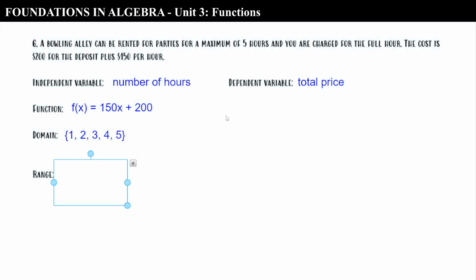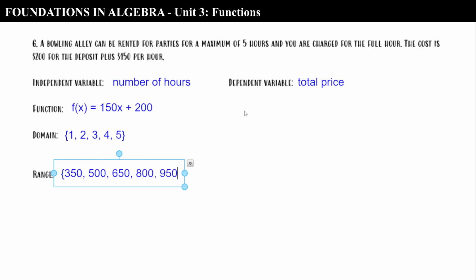And for the range, we put in each of those values. So if we rent it for 1 hour, that's going to be $350. For 2 hours, that's going to be $500. Then we have $650, $800, and finally $950 is the most that we would pay if we rented it for the entire 5 hours. All right, this includes not only this section, but also this unit.